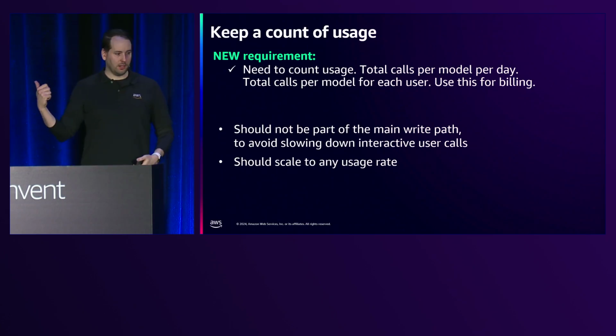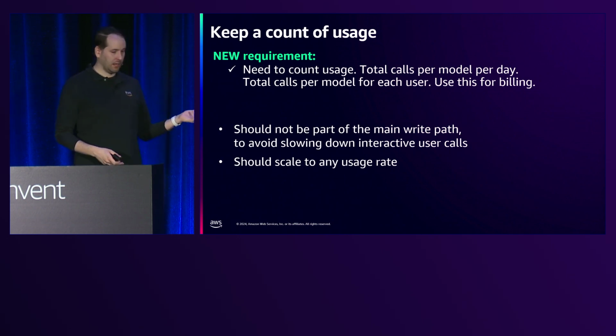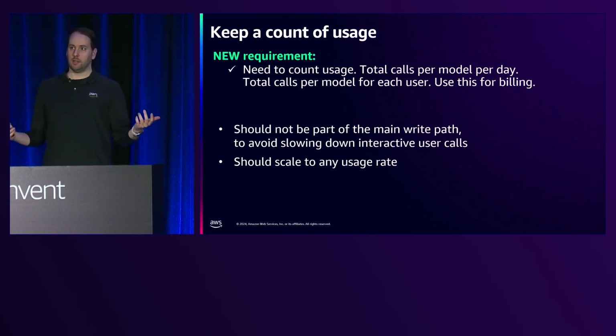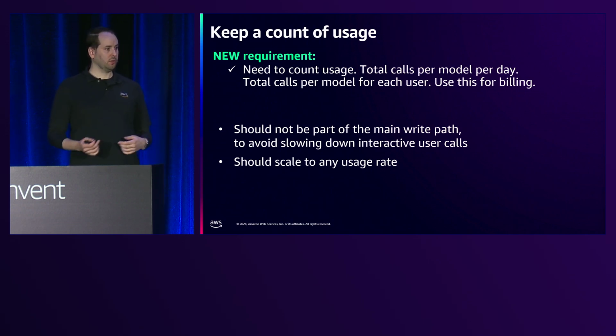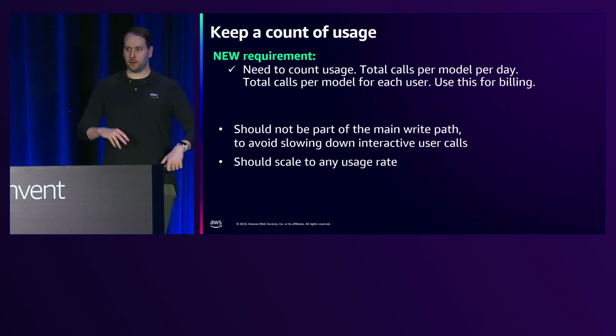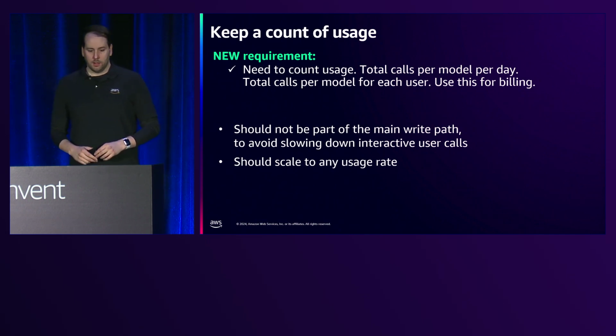So here's the requirement. We need to be able to count usage because it's time to make money. So how can we be sure that we're billing for every interaction? We can track it in the metadata item, but I'd rather do it asynchronously, hooking into the DynamoDB stream. DynamoDB streams is our change data capture service, which provides changes of your DynamoDB table for up to 24 hours.